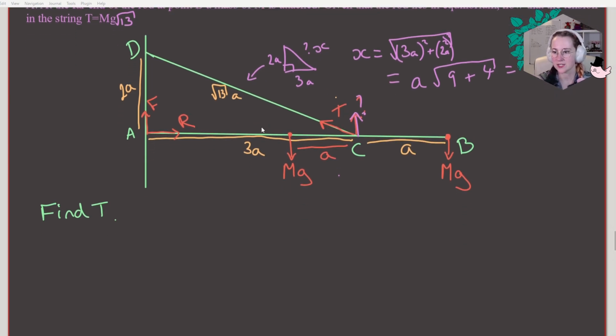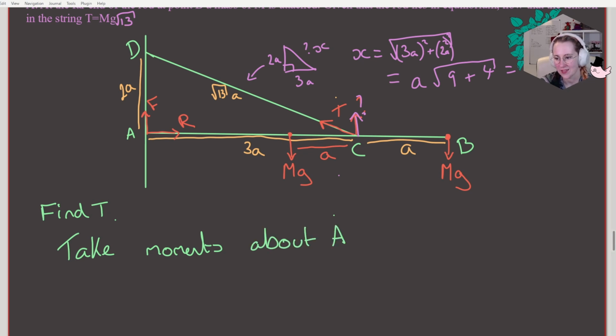So in order to find T, I'm going to take moments about A, just so I don't have to worry about that frictional force. Remember that we're told it's in equilibrium. So in equilibrium, our anti-clockwise is equal to our clockwise, or clockwise is equal to anti-clockwise.